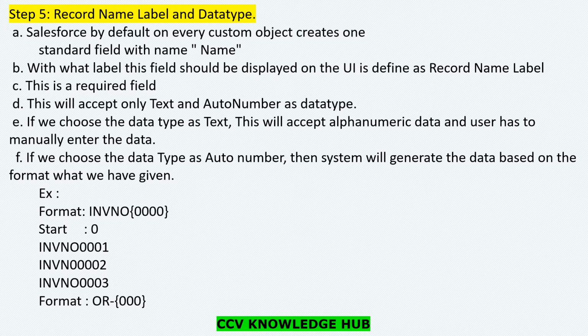If we choose the data type as auto number, then the system will generate the value based on the format. Different formats we can define here. In this example I took INV for invoice, to start with 000. Start with 0, and the first record it will give the ID as 1, second record 2, third record 3. Or different formats we can follow.